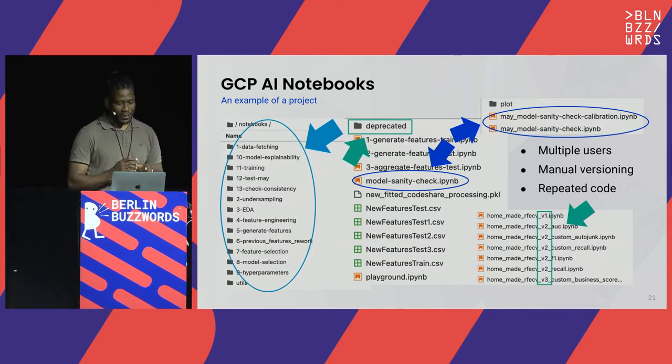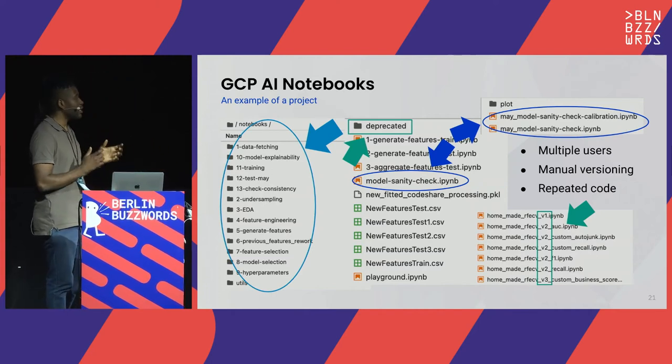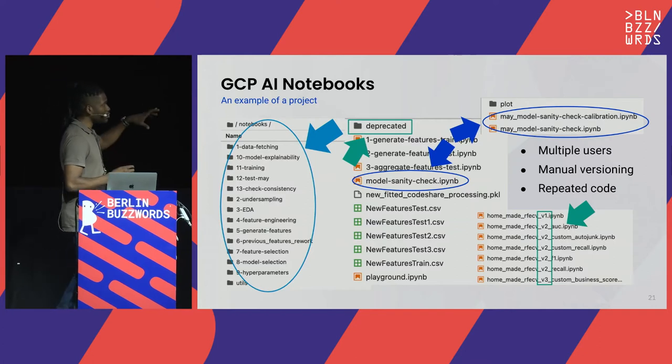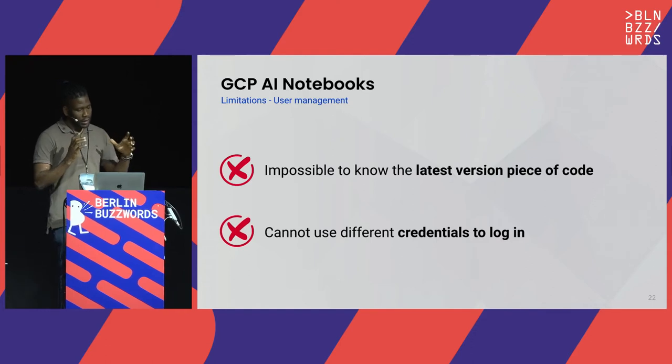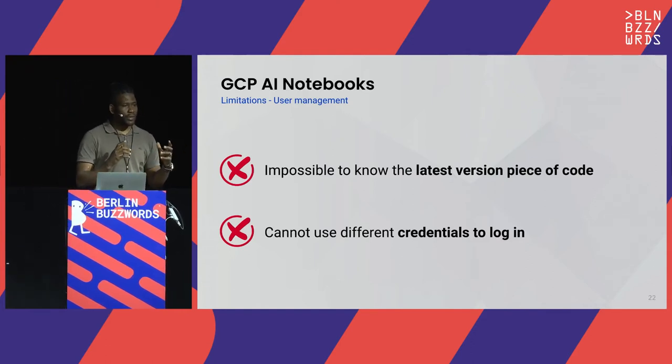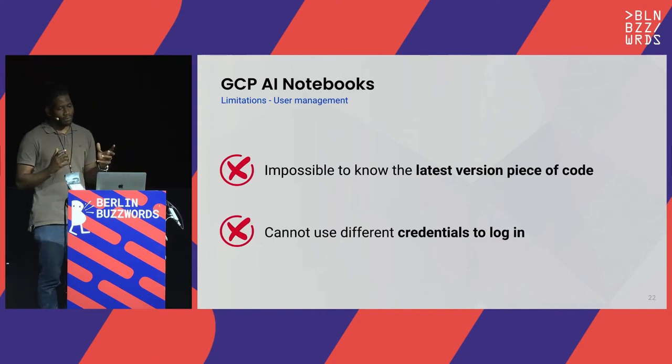So by switching to the cloud, we solved a lot of problems, but we also realized that there was still a lot of room for improvement. So I'm going to show you some limitations we have. The first limitation is user management. It's impossible to know the latest version of a piece of code. Also, in AI Notebooks, you cannot use different credentials to log in. So anyone on the GCP project can log into the virtual machine as the default user. So then it's very difficult or impossible to know who made modifications.